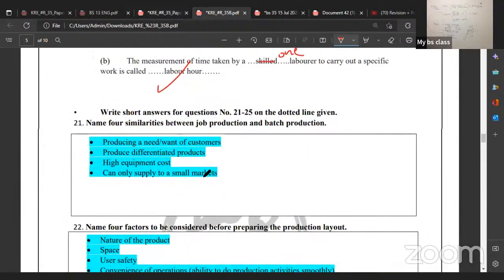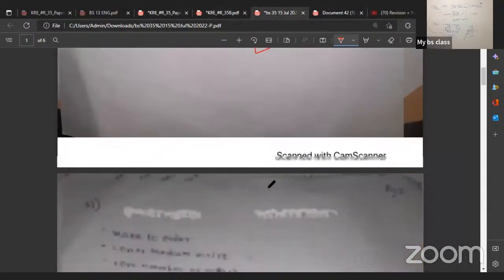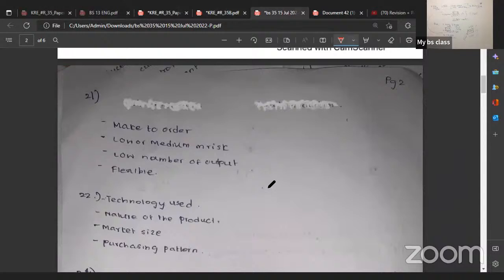Production need: product or water person product differentiate, high equipment cost, yes, can also supply a small market, yes. Make to order. Yes, we can take make to order, because a batch is, for example, caps and t-shirts. If a company orders promotional caps, 100 caps and 100 t-shirts, that is a low or medium, low number of output. Yes, flexible. That is correct. So you guys also can add, right? Make to order in a cup, product ladder, similarity.